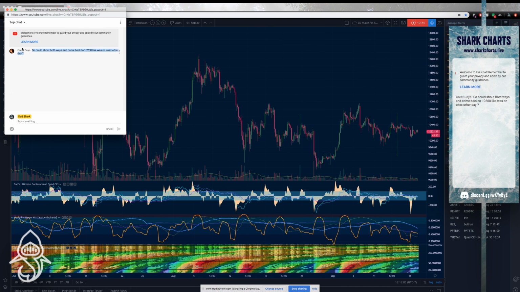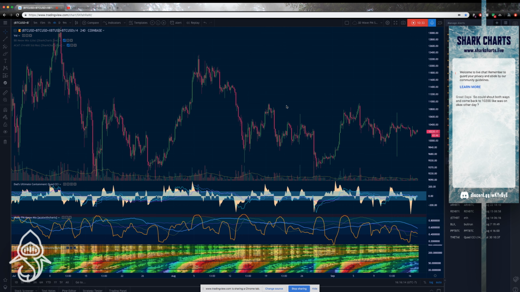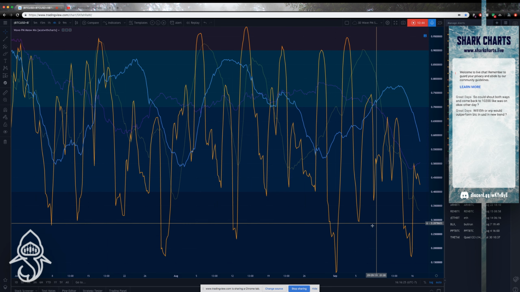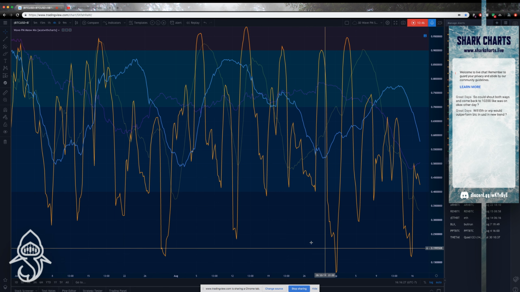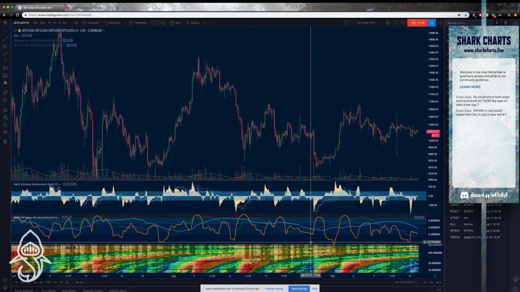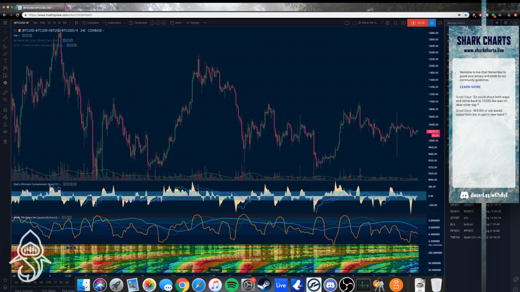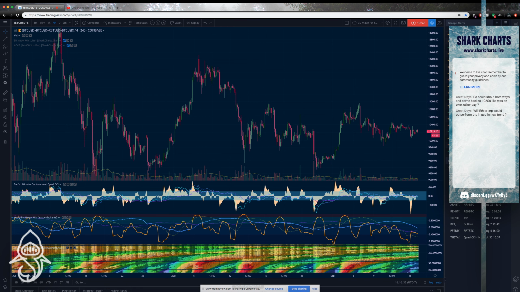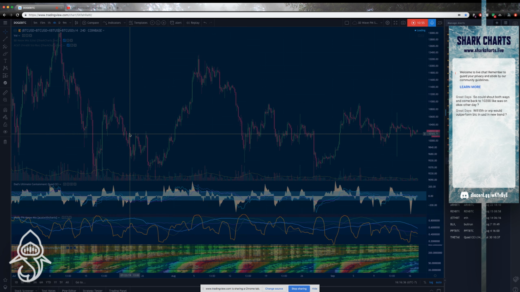Great Days asks, so could it shoot both ways and come back to 10,200 like it did on OKX the other day? Are you asking if there's going to be significant volatility pops one way or another? Yeah. We could bet on that. To prevent that, you could actually just wait for candle close before taking a position, which, I mean, you do end up missing out on a bit of the position that way, but you save yourself a lot of pain, worst case scenario.